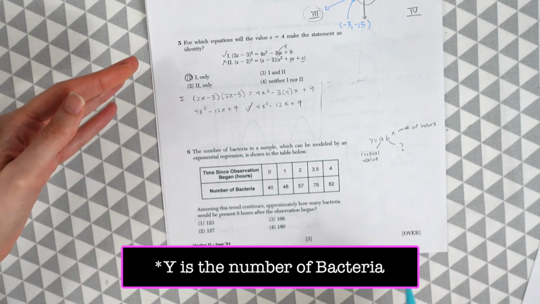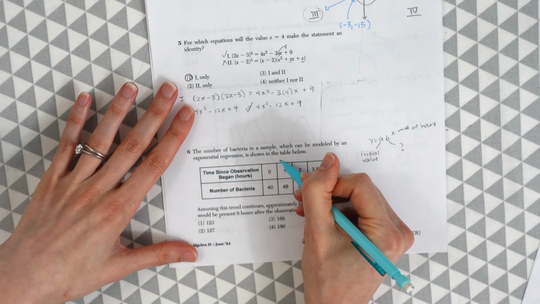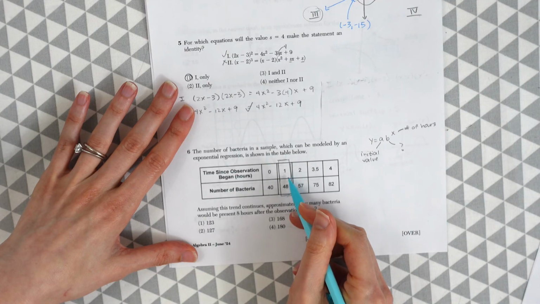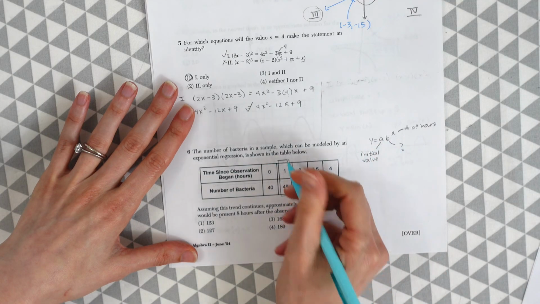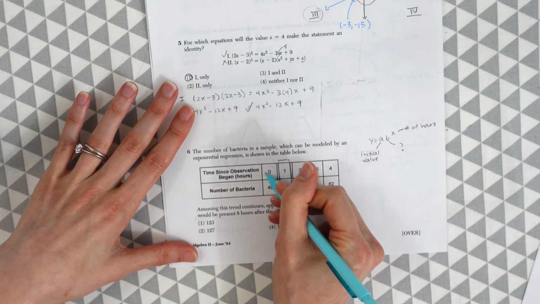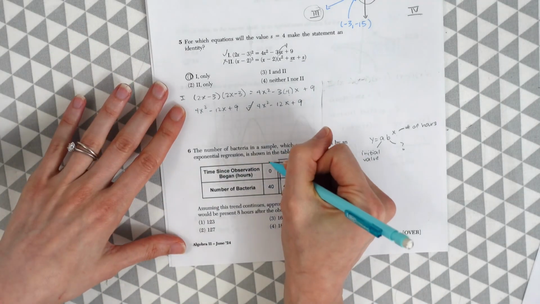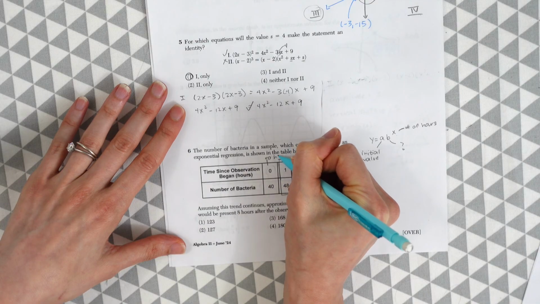So how do we know what to plug in here? So I'm going to plug in these numbers for y and x. And then this 0 represents before any hours have gone by, right? So no hours have gone by yet.